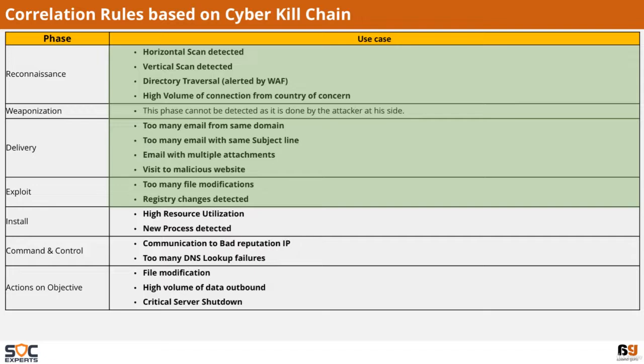The exploit phase can be detected using correlation rules like too many file modifications and registry changes detected. The install phase of the cyber kill chain can be detected using correlation rules like high resource utilization, new process created. The command and control phase can be detected using communication to bad reputation IP address, too many DNS lookup failures. The action on objective phase can be detected using file modifications, high volume of data outbound, and critical server shutdown. So these are examples of correlation rules that work at various phases of the cyber kill chain.